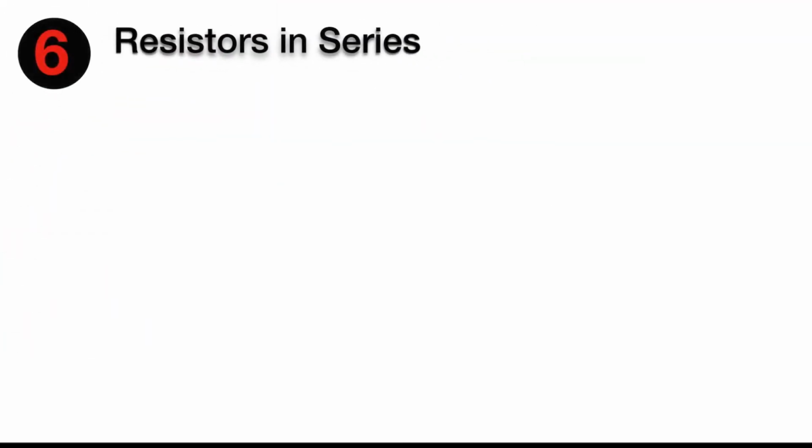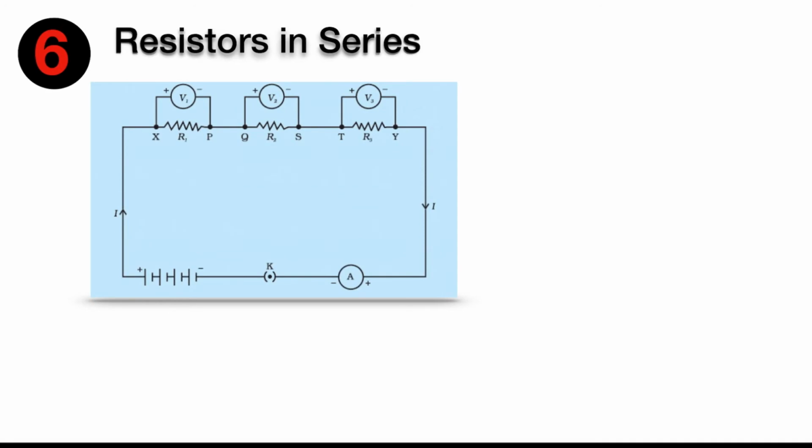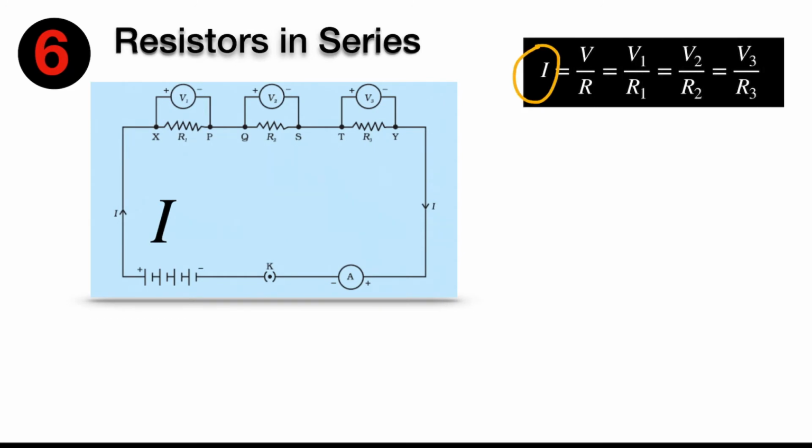If resistors are put in series in a circuit, as the diagram shows, the same current I flows through all the resistors. Here the current I can be given by the ratio of potential difference divided by resistance. This potential difference can be across all three resistors combined, which is V, and R is the equivalent resistance of R1, R2 and R3. Or it can also be given by individual resistors.